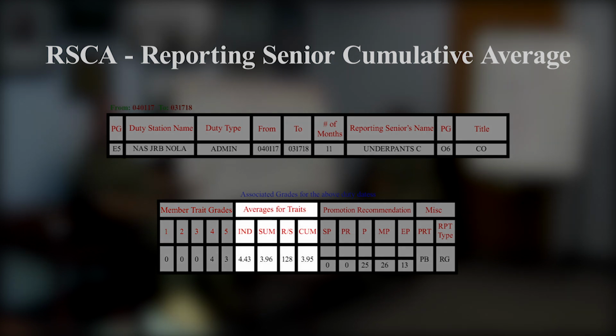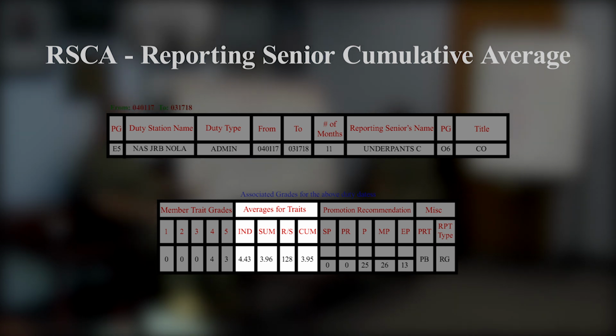The next block is averages for the traits. And this is where some people kind of get lost.